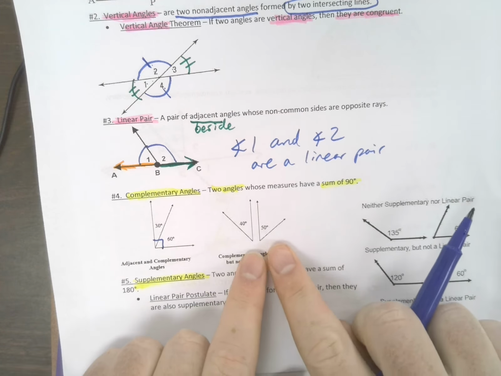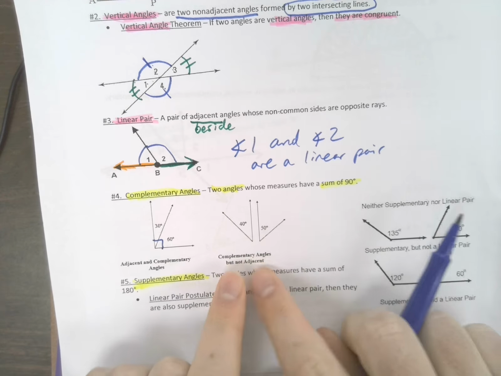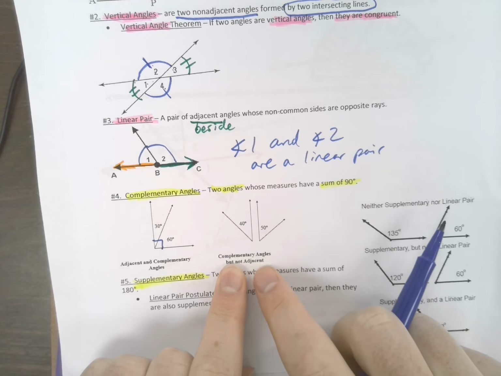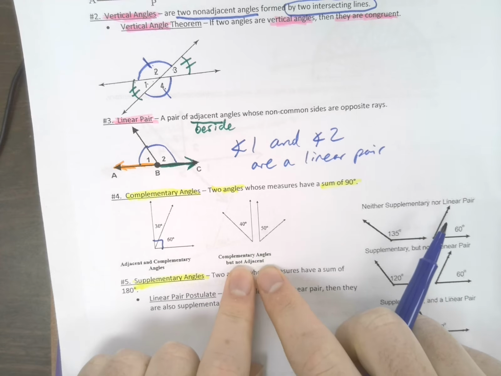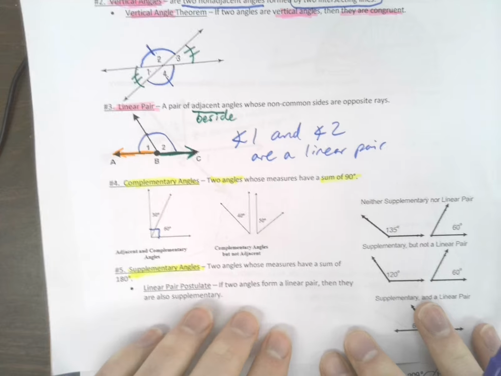Now here, be careful. Two different angles, not attached, but they are complementary. 40 plus 50 is still 90, but they're not adjacent. So be careful there. These are not adjacent because they're not connected with the same vertex.